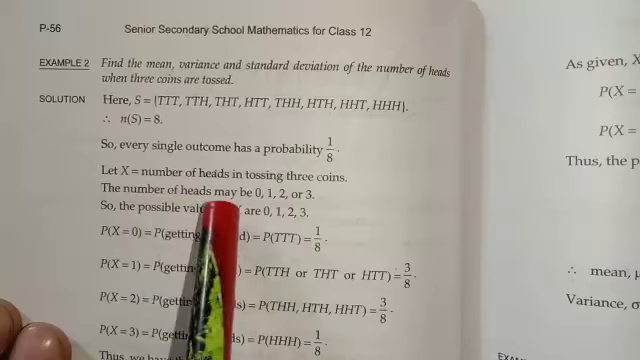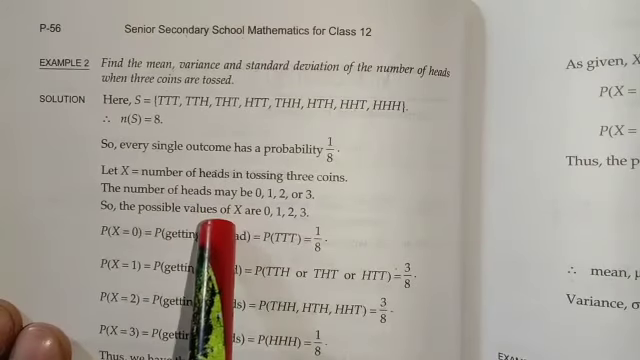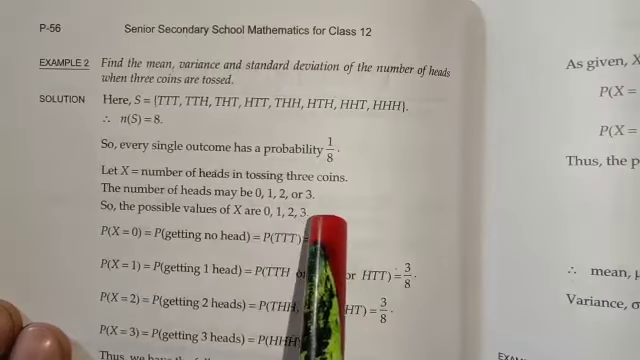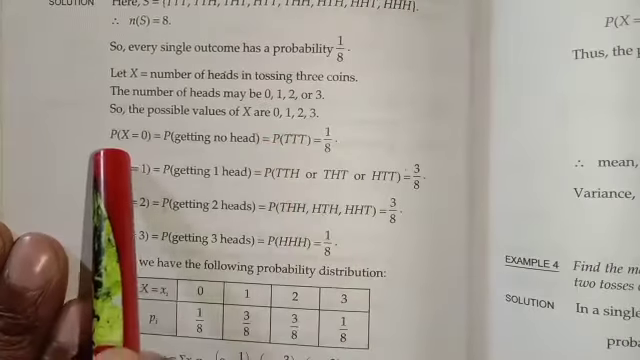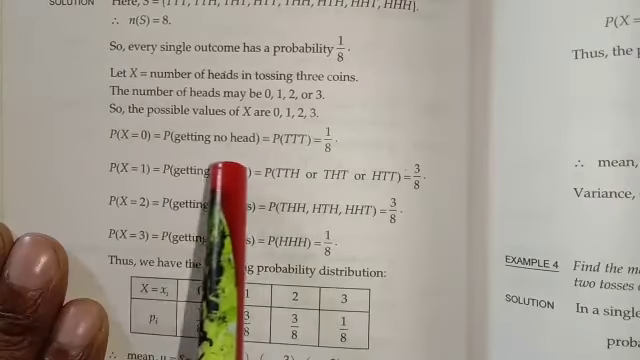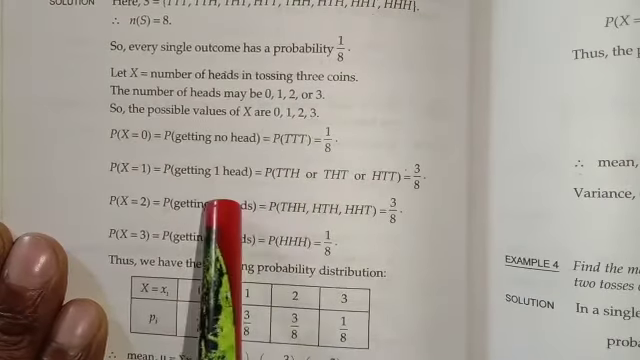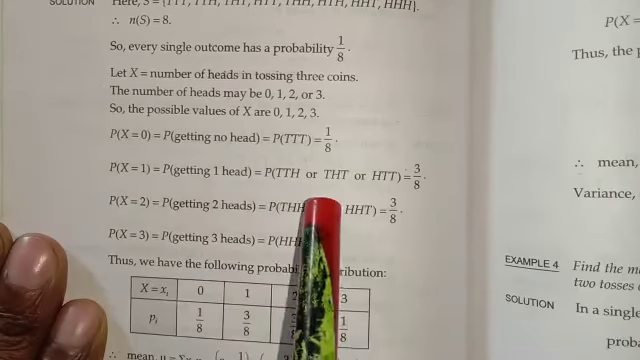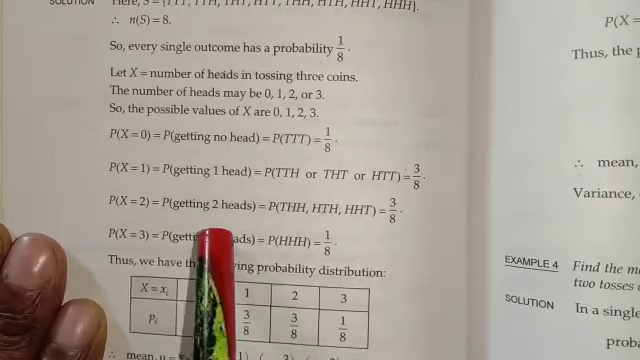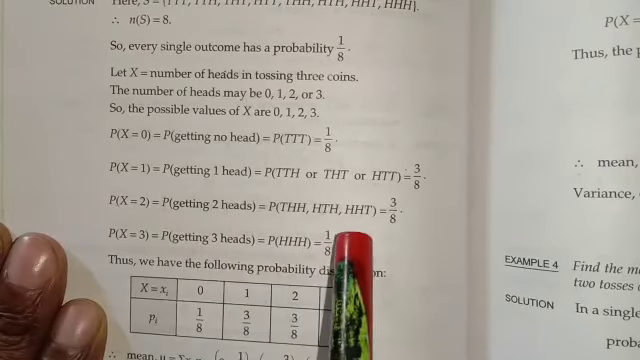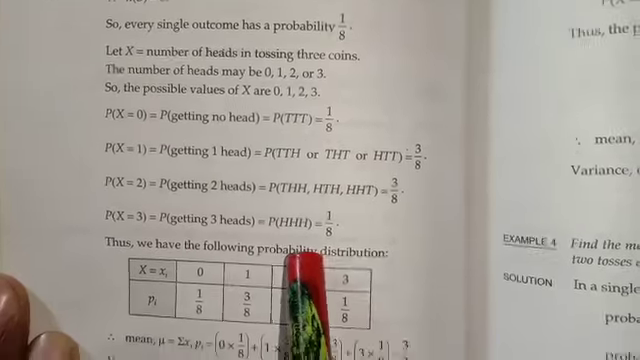Let x be the number of heads in tossing three coins. The number of heads can be 0, 1, 2, and the maximum will be 3. So the x values are 0, 1, 2, 3. The probability when x equals 0, meaning no head, is TTT, 1 by 8. Getting one head means HTT, THT, TTH, 3 by 8. Getting two heads means HHT, HTH, THH, 3 by 8. Getting three heads happens only one time, 1 by 8.